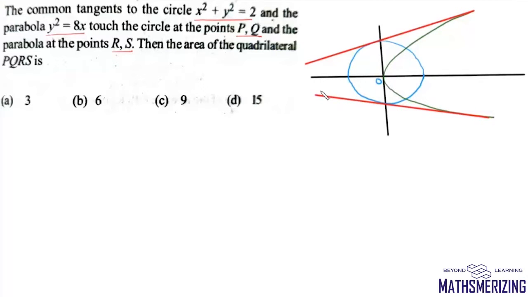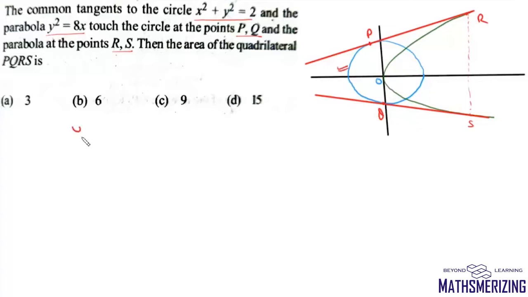So it says the common tangents, they touch the circle at points P and Q, and they touch the parabola at points R and S. We need to find area of this quadrilateral PQRS. Now what we can do is, we can write equation of tangent to this circle.